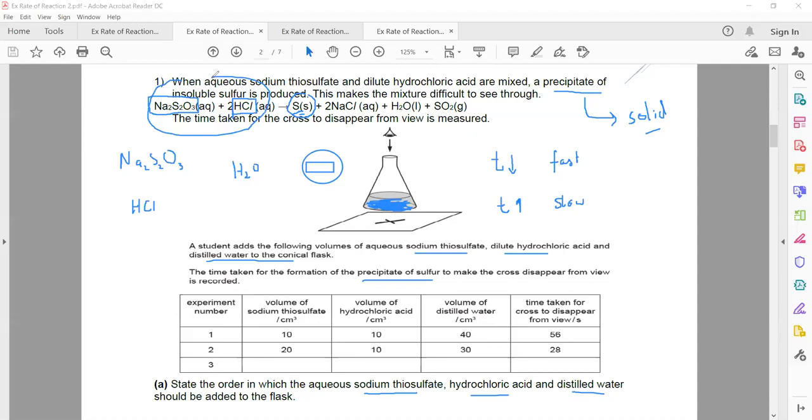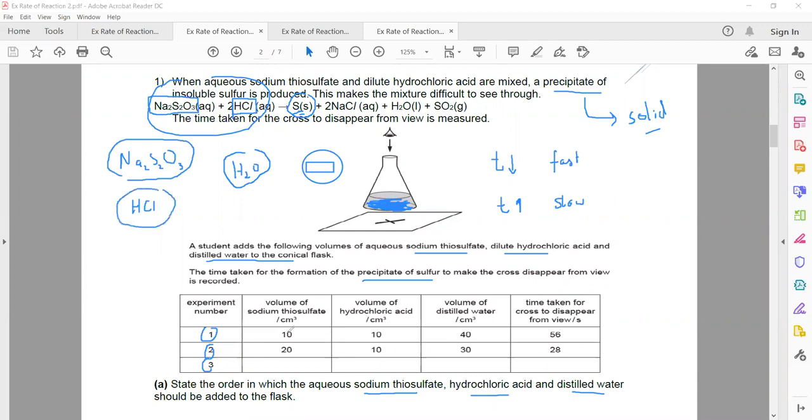What is the purpose of adding distilled water? Because we are repeating the experiment, doing the experiment 3 times. You can see experiment 1, experiment 2, and experiment 3. So what is the purpose of the water? Because we want a fair comparison for all 3 experiments. That's why we want the total volume of the solution to be the same.